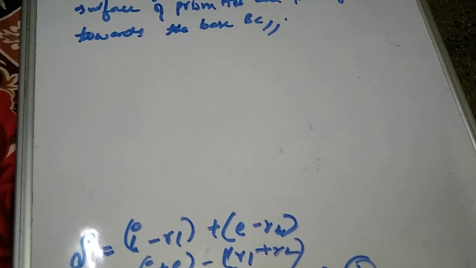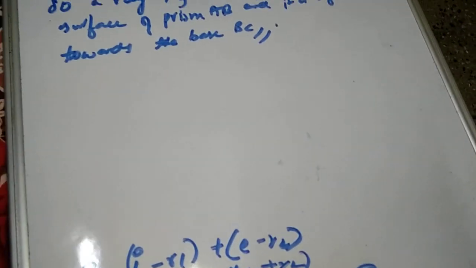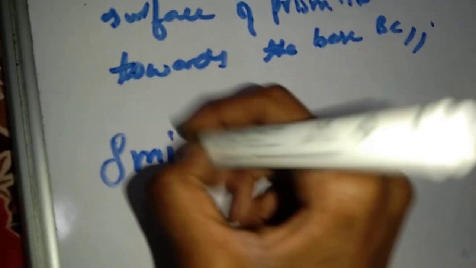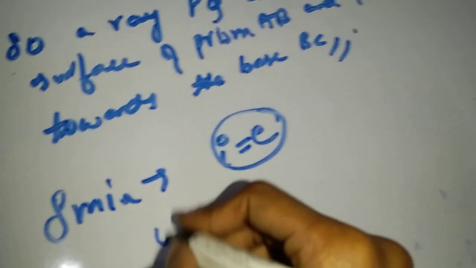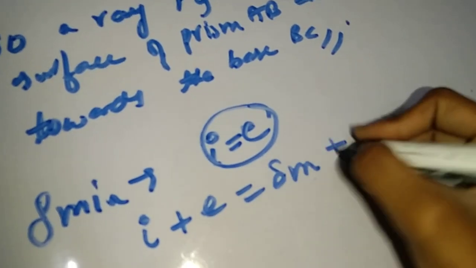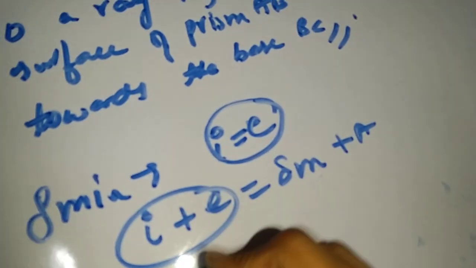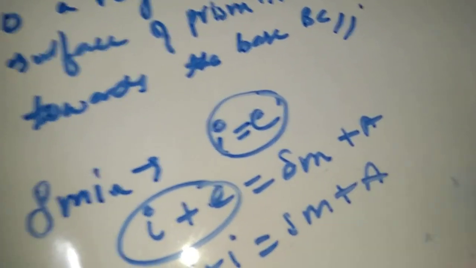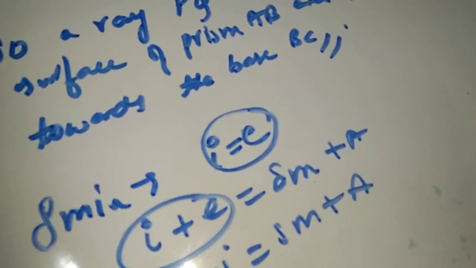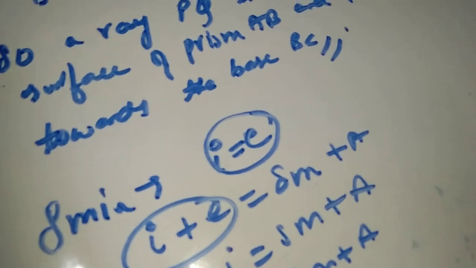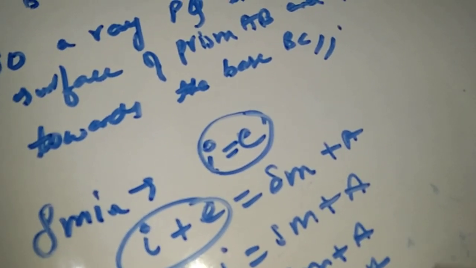Now once you get this much answer, you're going to take another step. So now we saw this is r equal to this thing. Now if you see another, when delta becomes minimum, I will be equal to E. You took E, right? Sorry. So we know I plus E equals delta m plus A. Here I plus I will be equal to delta m plus A. So 2I is equal to delta m plus A. So I is equal to delta m plus A divided by 2.